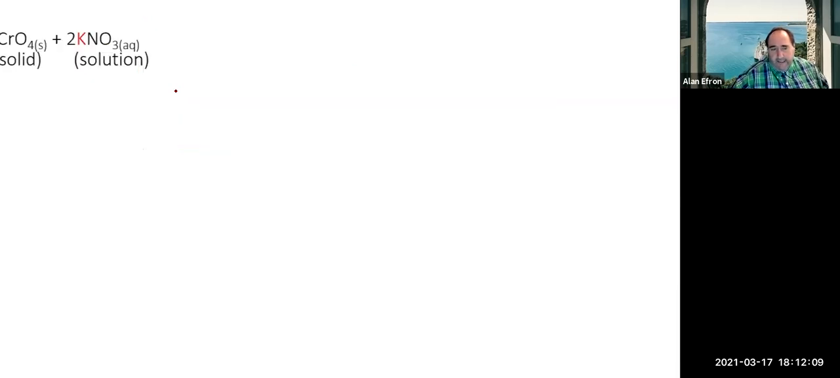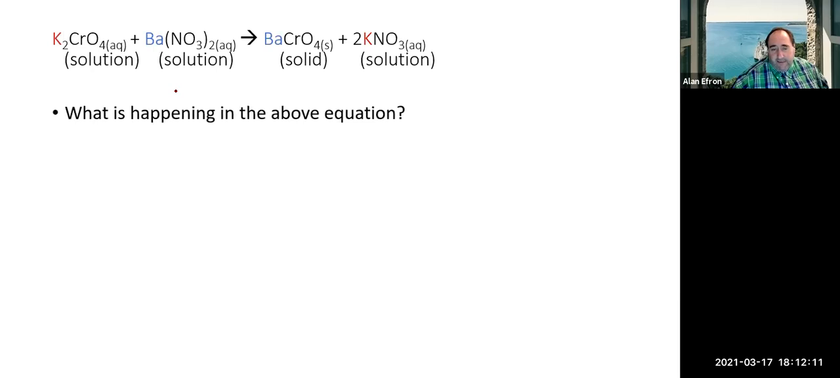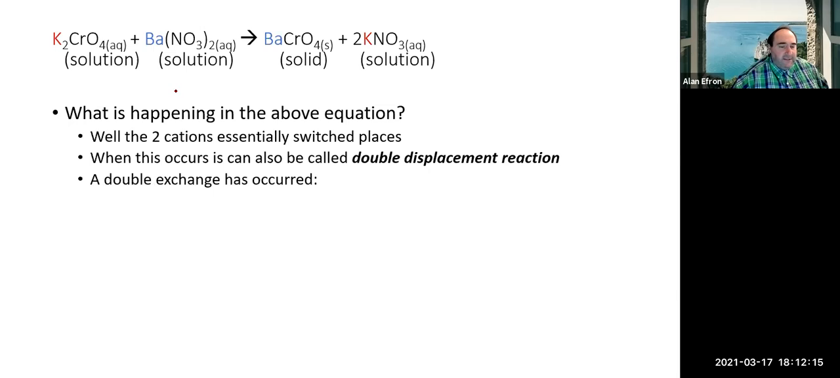Now, here's another example of that, which is actually the same example. But again, what's happening here is that double displacement, the switching of those ions. Again, the potassium goes and hooks up with the nitrate. The barium then goes and gets the chromate. And again, it's referred to as a precipitation reaction because a solid happened to be formed.